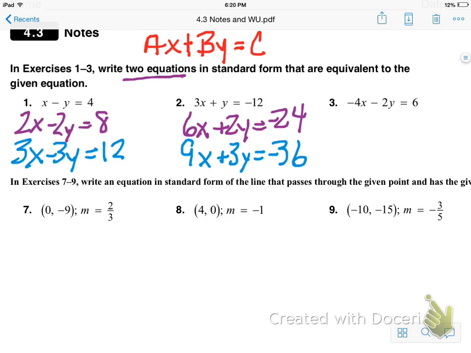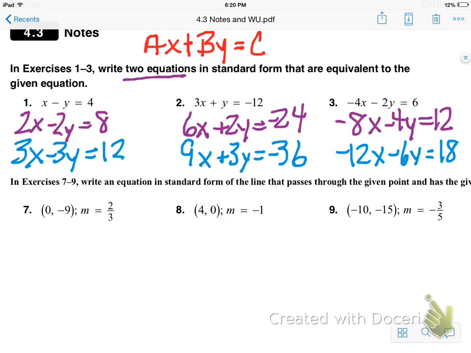For our last example, again, I'm going to double what I have. So I have negative 8x minus 4y equals 12. And then for my second example, I'm going to triple it. So I have negative 12x minus 6y equals 18. And again, if you need to write yourself a note to the side, you can put times 2 here, and times 3 here, but that's completely up to you.